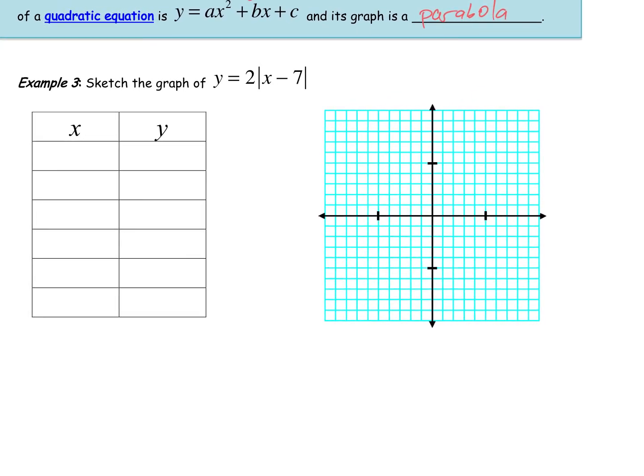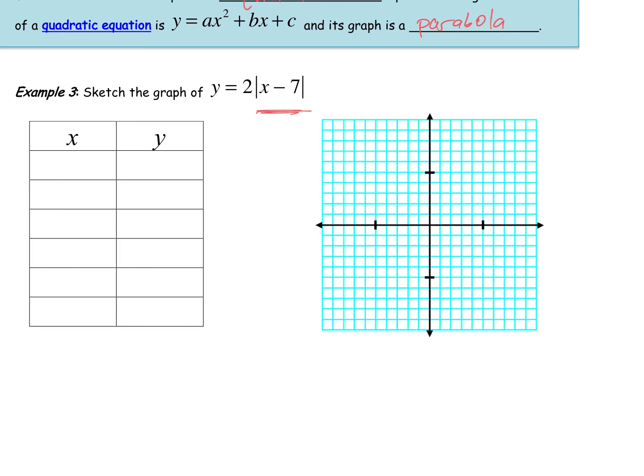So in this case, because we have x minus 7, rather than centering our x values around 0, it's going to be helpful to center them around 7, because that's when x minus 7 will be 0. So I'm going to put 7 in the middle of my table, and then I will put x is 6, 5, 8, 9. That'll be sufficient. And now we're going to determine these values.